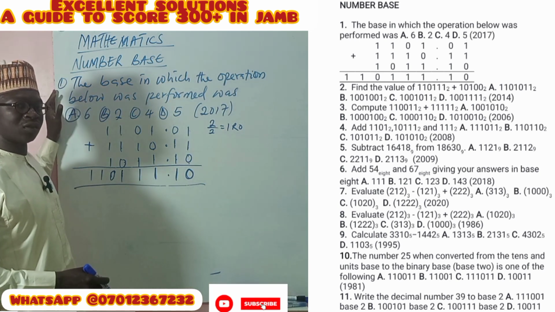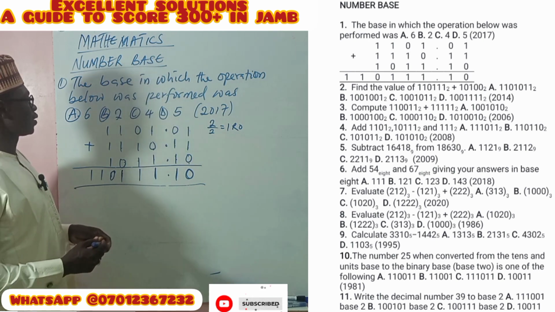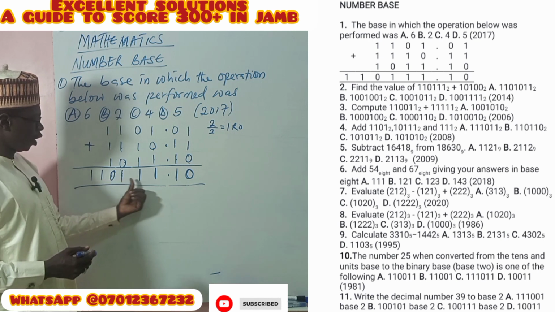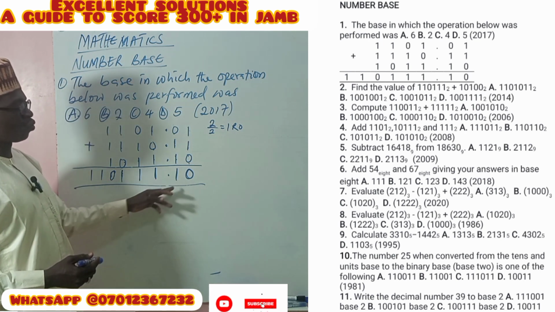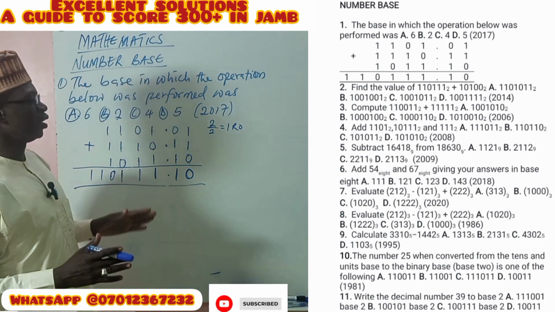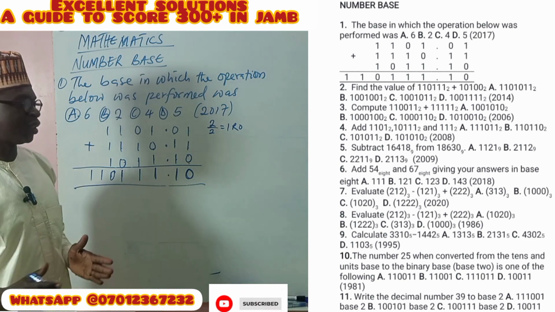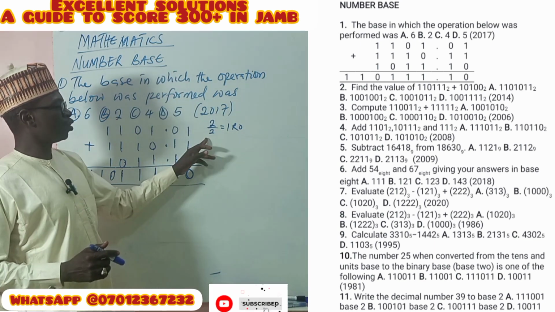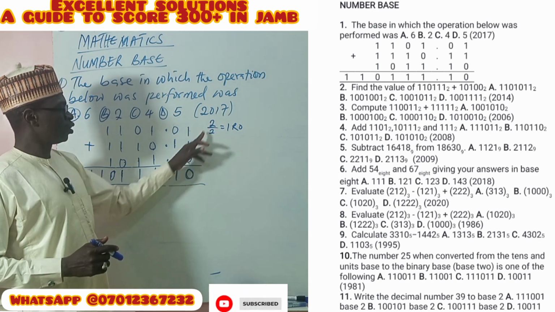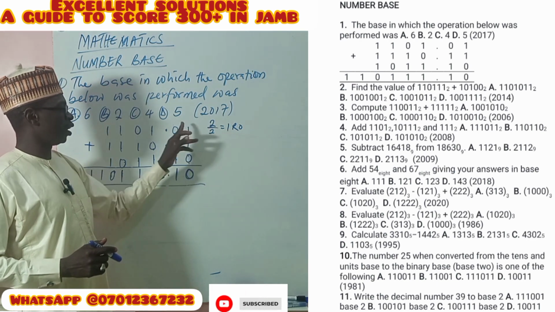This is our question 1 today, and this question says the base in which the operation was performed was. If you look at this question, in the answer section, the highest number we have is 1. If you are operating in a number base, what you need to consider is that the answer you have will have to be less than the base you are operating. If you are operating in base 2, when you have 1 plus 1 is 2, plus 0 is 2. So 2 divided by 2 is 1, remainder 0.